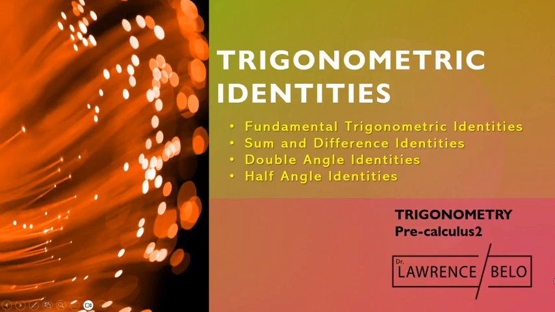For this module, we will be learning about trigonometric identities. So it's divided into four parts. The first will be fundamental trigonometric identities. The second is the sum and difference identities. Third is the double angle identities. And then lastly, the half angle identities.